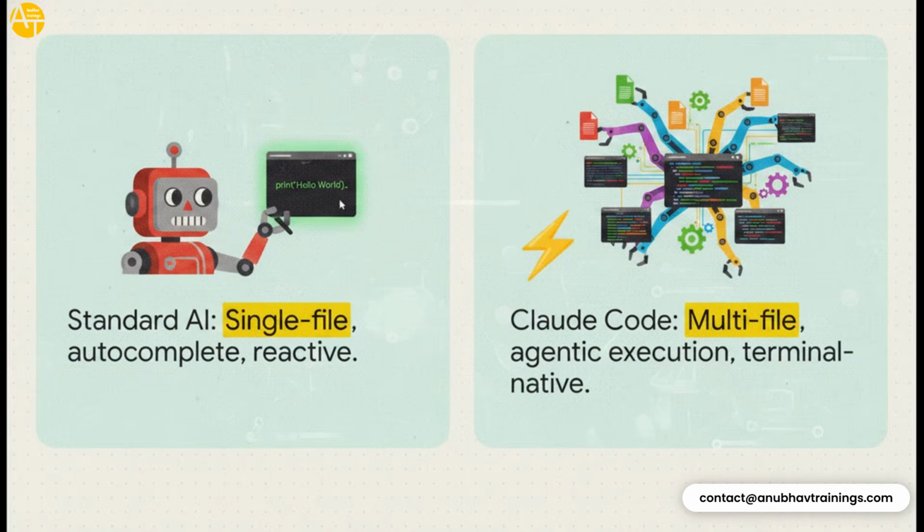Think about how we've been using AI up until now. The stark contrast between these two paradigms is just fascinating. Standard AI gives you single-file suggestions. It's essentially reactive, like a really smart autocomplete. Claude Code, on the other hand, is a multi-file, multi-step agentic execution engine. It's terminal native, meaning it actively takes action across your entire project. It's a whole different ballgame.